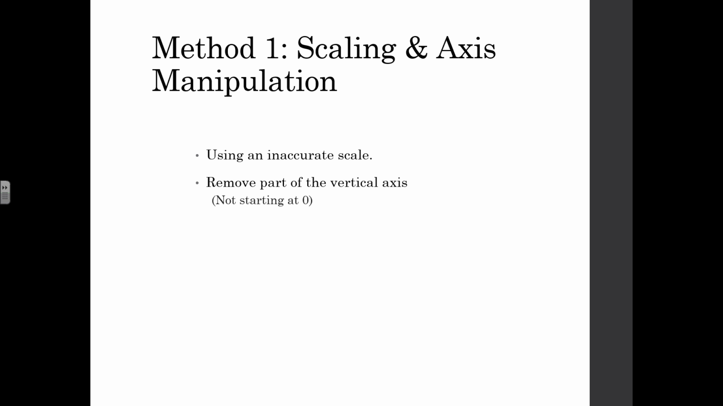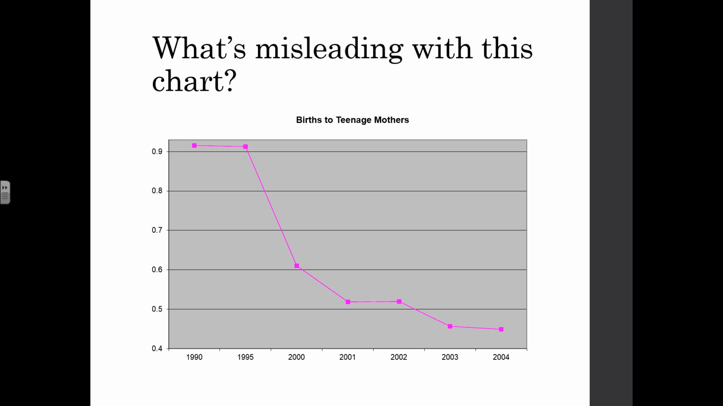Among these items, one thing you can do is use an inaccurate scale, and another way you can do this is to remove part of the vertical axis. That means not starting the vertical axis at 0. Let's look at an example of this. Here's a chart that shows births to teenage mothers.